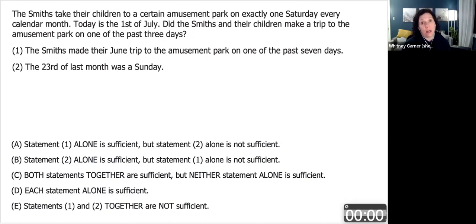Okay, so this seems like a lot, but let's start with what we think we need to know. In order to be able to answer this question, what do we need to know? So today is the 1st of July. So today is 7/1. The 3 days before that would have been the 30th, the 29th, and the 28th. So we need to know, is it one of the last 1, 2, 3 days?